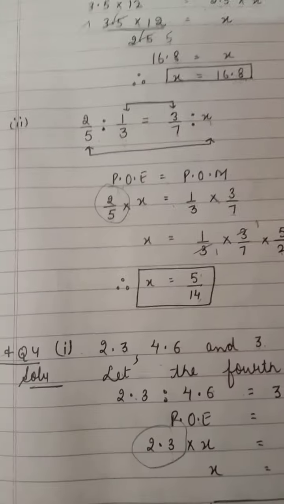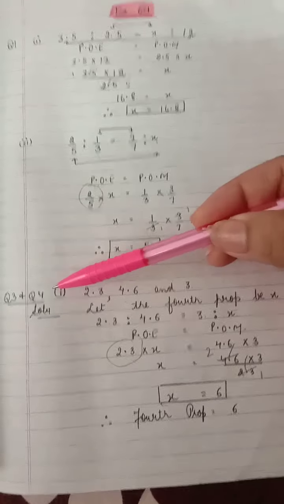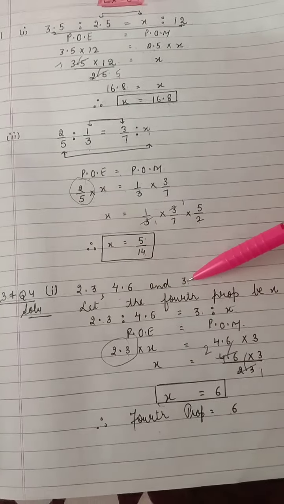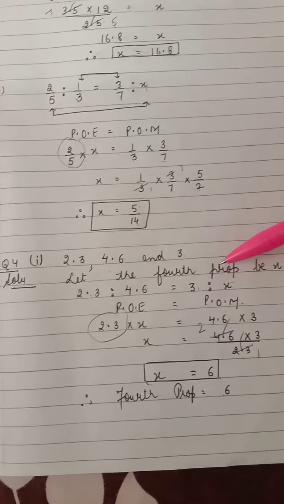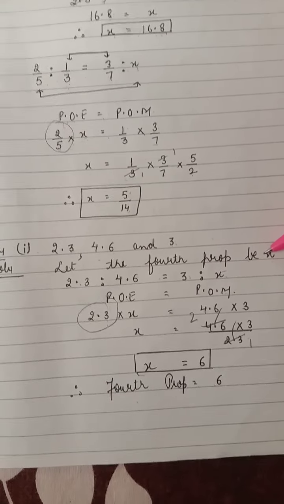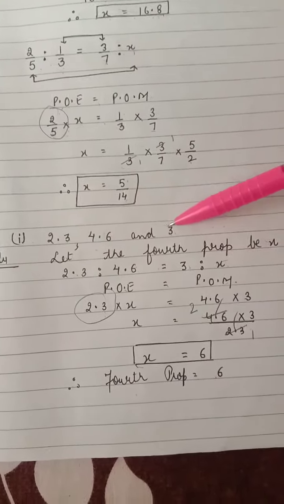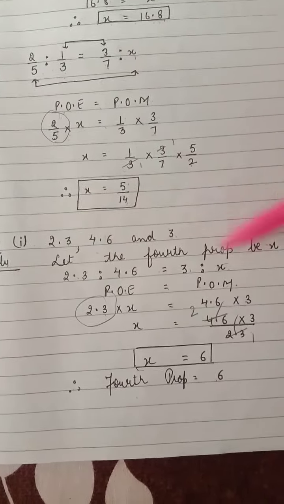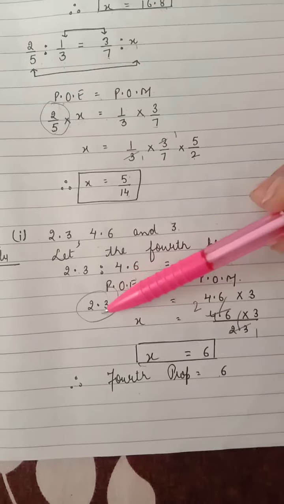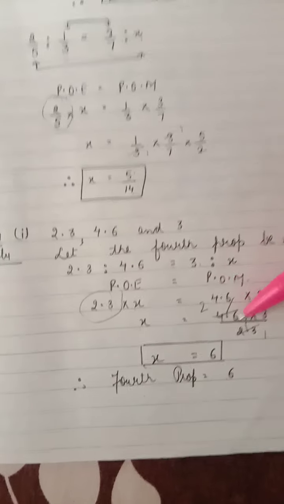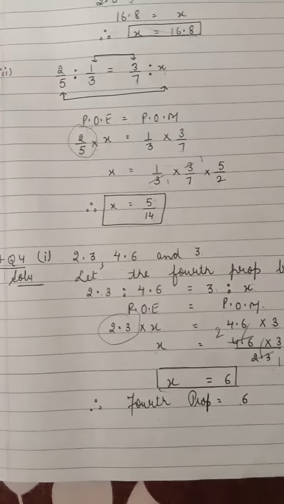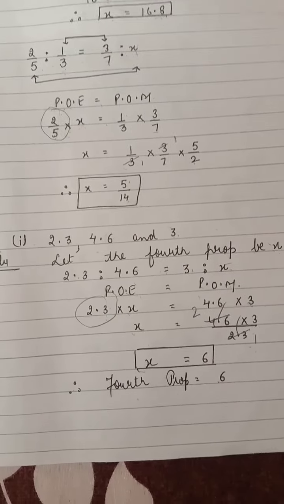Let's check the solution. Okay, this is question 3 and 4 combined. 2.3, 4.6 and 3, and we have to find the fourth proportion. So beginning the solution, let the fourth proportion be x. Now when we have fourth proportion as x, 1, 2, 3 and the fourth one is x. Ratio between first and second is equal to ratio between third and fourth. Using cross product rule, product of extremes is equal to product of means. 2.3 into x is equal to 4.6 into 3. Keeping x here, shifting 2.3 to the other side, removing the decimal and reducing, the value of x is equal to 6. Therefore, fourth proportion is equal to 6.